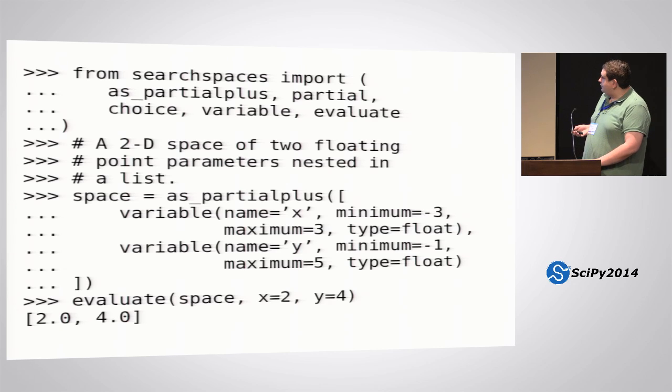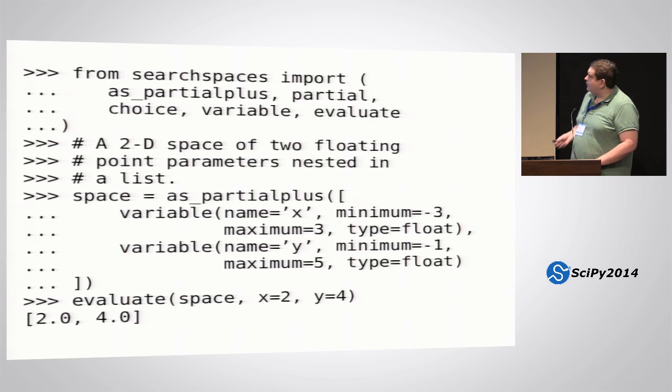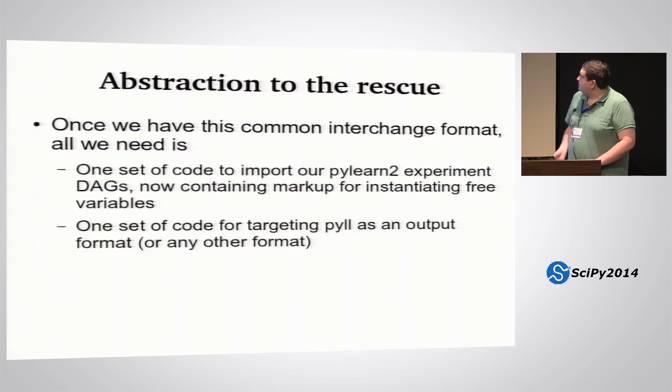And that's just some example code, which I don't know if I have time to go over, but essentially you have two variables x and y that are nested inside a list, and when you evaluate them, you can sub in arbitrary values. And this can get pretty complicated pretty quickly. Once we have this common interface language, all we need is one set of code to import the Pylearn2 experiment DAGs from a YAML config file, and one set of code for targeting pyll as an output format.